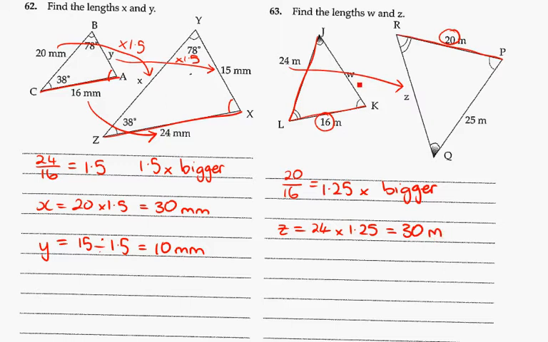So lastly, the W must correspond to the 25 side. We'll check W is between the shaded and the single angle. Shaded and single, yep. So to work out W, I've times it by 1 1/4 to get 25. So to work out W, we'll do the reverse. We'll do the opposite. 25 divided by 1.25, which is probably about 20. And that's in metres as well.